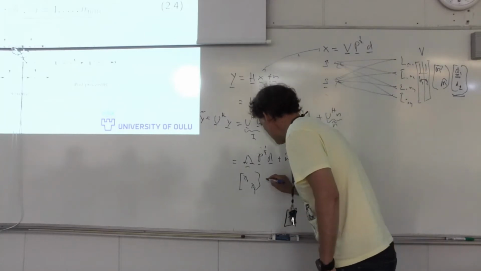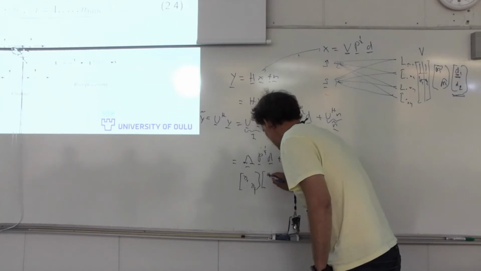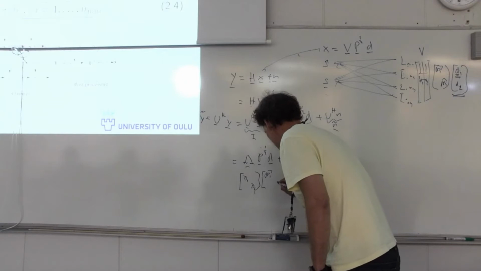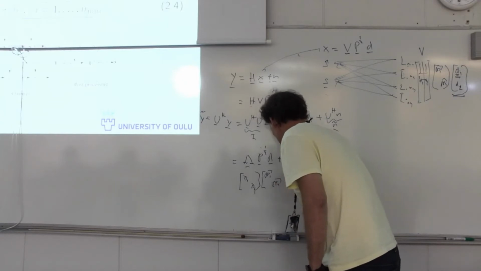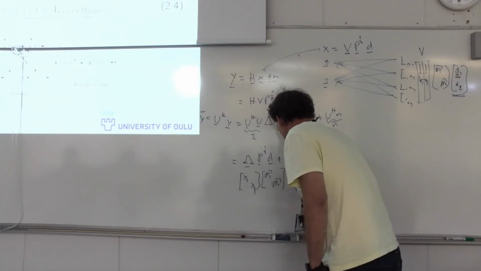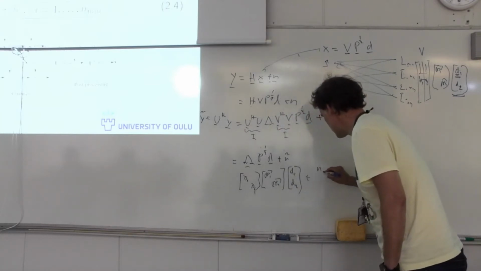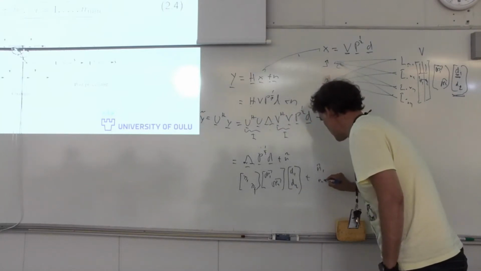Okay, you can see that when we plug in the power values, we get the square root of P1 and square root of P2, times D1 and D2, plus n tilde 1 and n tilde 2.